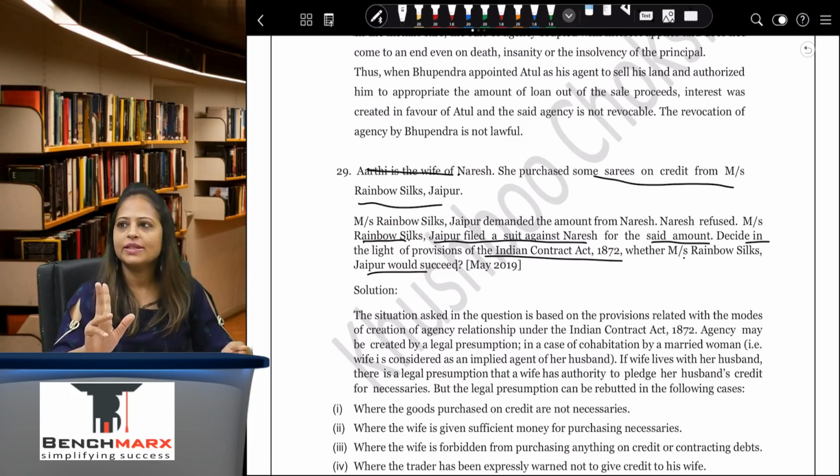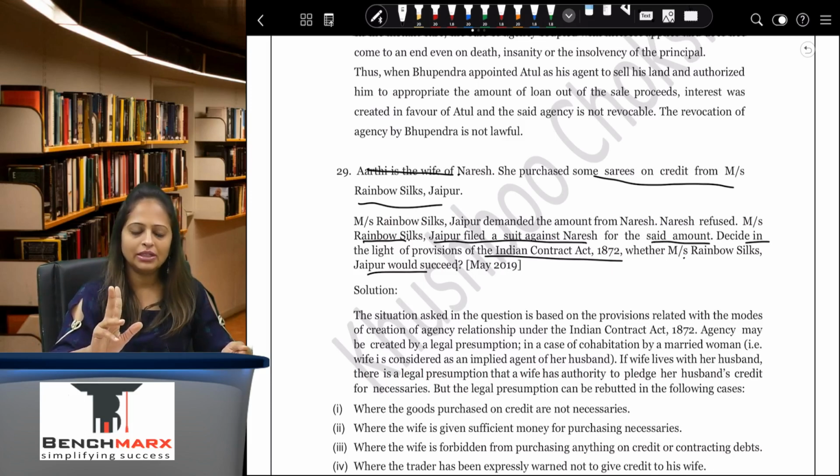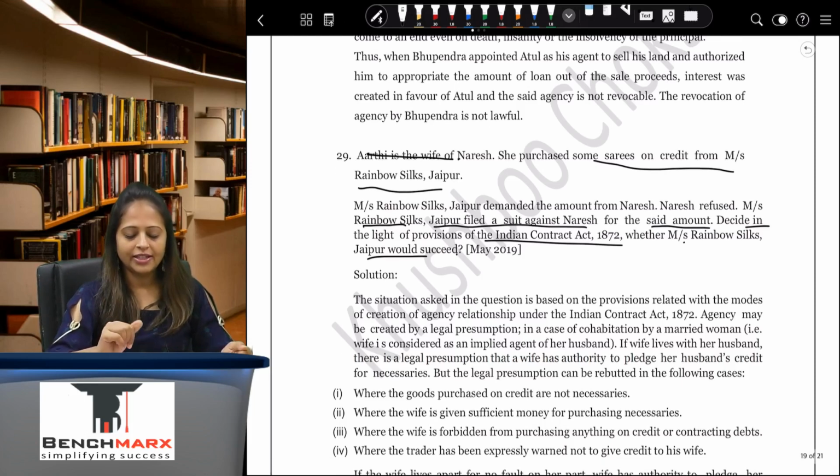So, here you will always remember, see, the contract is between Aarti and Rainbow Silk. Mr. Naresh was not a part of the transaction. What is it called? It's called the doctrine of privity of contract. We have studied it last year, that the parties to a transaction can sue each other. But here they are filing a suit on Naresh.